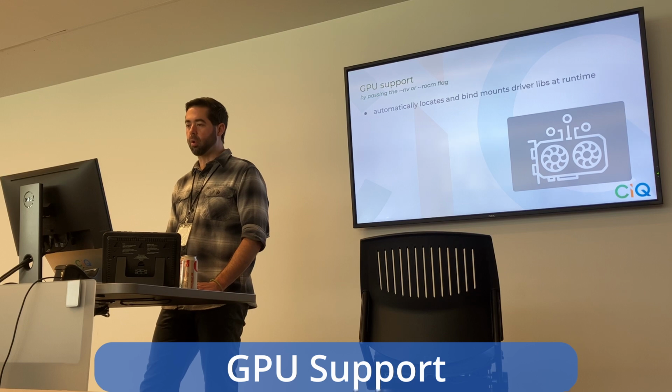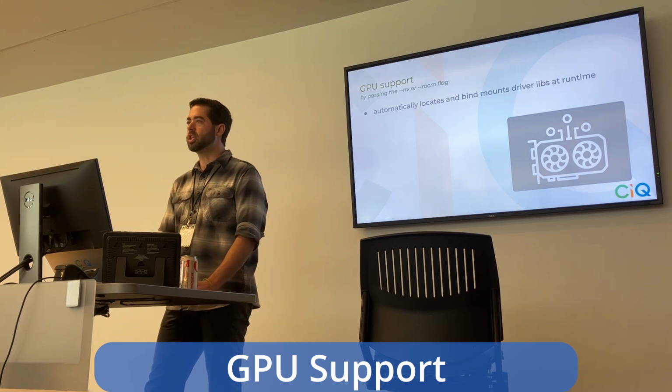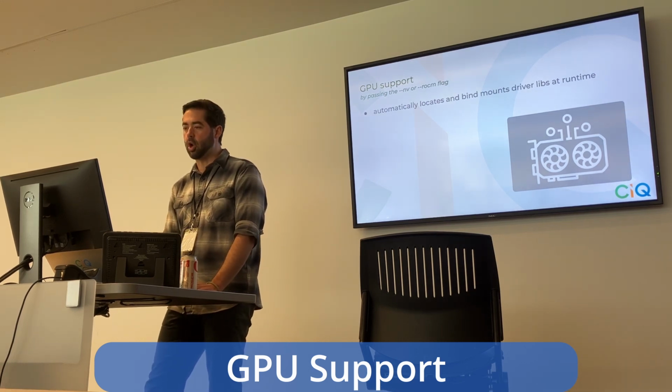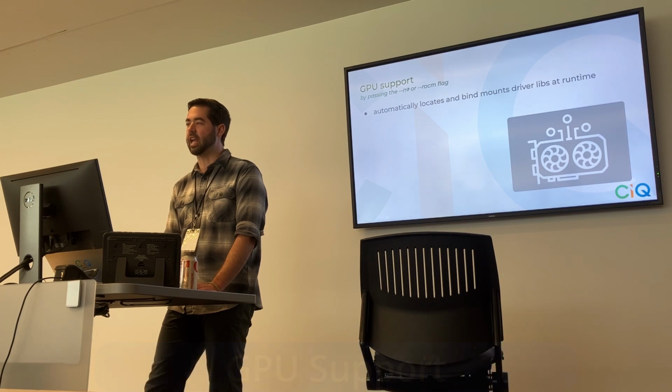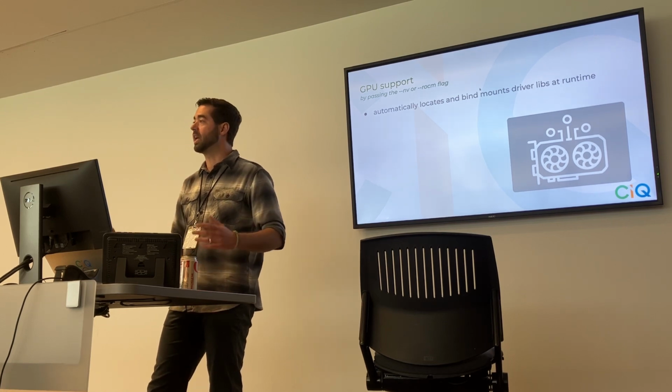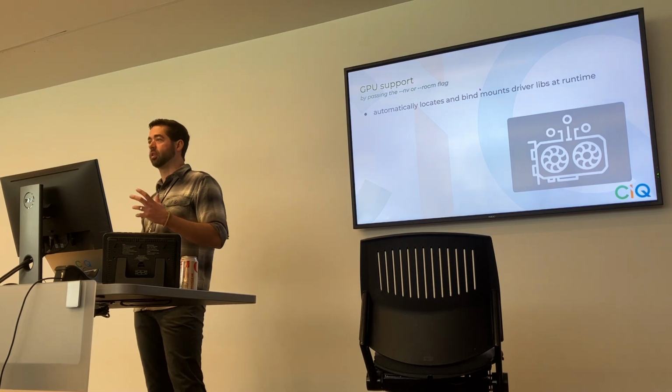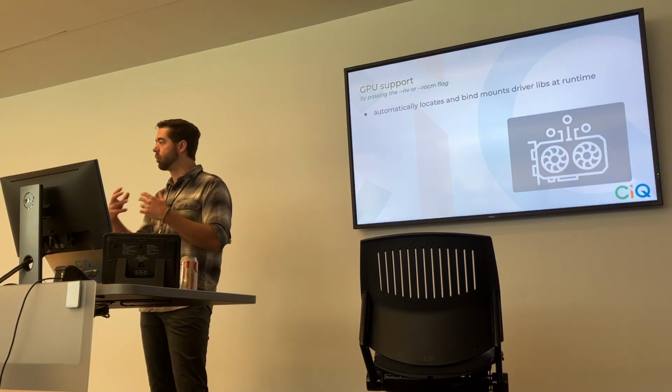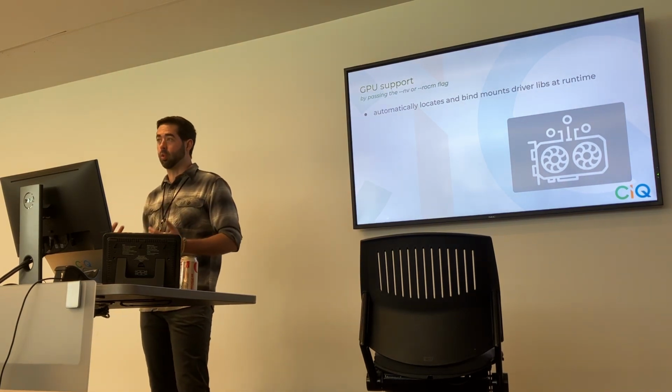So GPU support. If you're using GPUs with Apptainer, then you know that you can just pass the --nv option if you've got an NVIDIA GPU, or you can pass the --rocm option for AMD. And essentially, Apptainer just goes ahead and locates and bind mounts all the different libraries that it needs into your container at runtime to make the GPU work.